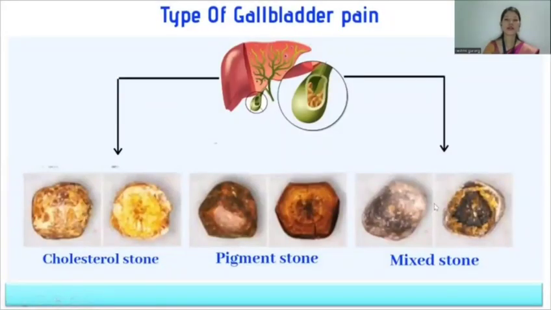So these are the certain gallbladder stones you see in the picture. First one is your cholesterol stone, which appears yellowish. Then your pigment stone, dark pink color, small and found numerous in the gallbladder. And lastly is your mixed stone.